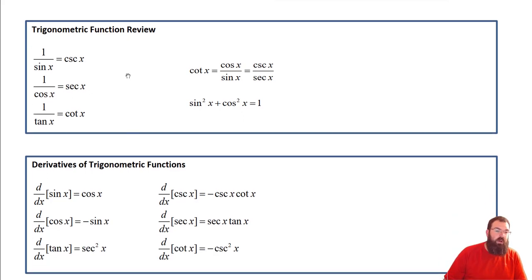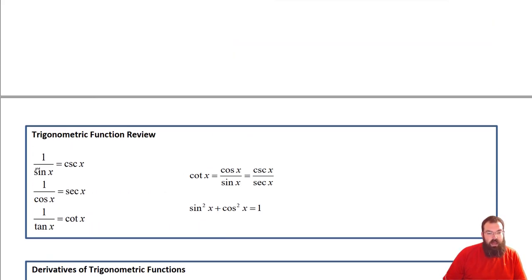Trigonometric function review. So here we go. Please remember that 1 over sine is cosecant, 1 over cosine is secant, and 1 over tangent is cotangent. You need to know those. Cotangent is also written as cosine over sine. So instead of tangent being sine over cosine, it's the opposite, or you can rewrite it that way. And remember, we just use this. This is called the Pythagorean identity, if you want to be more specific.